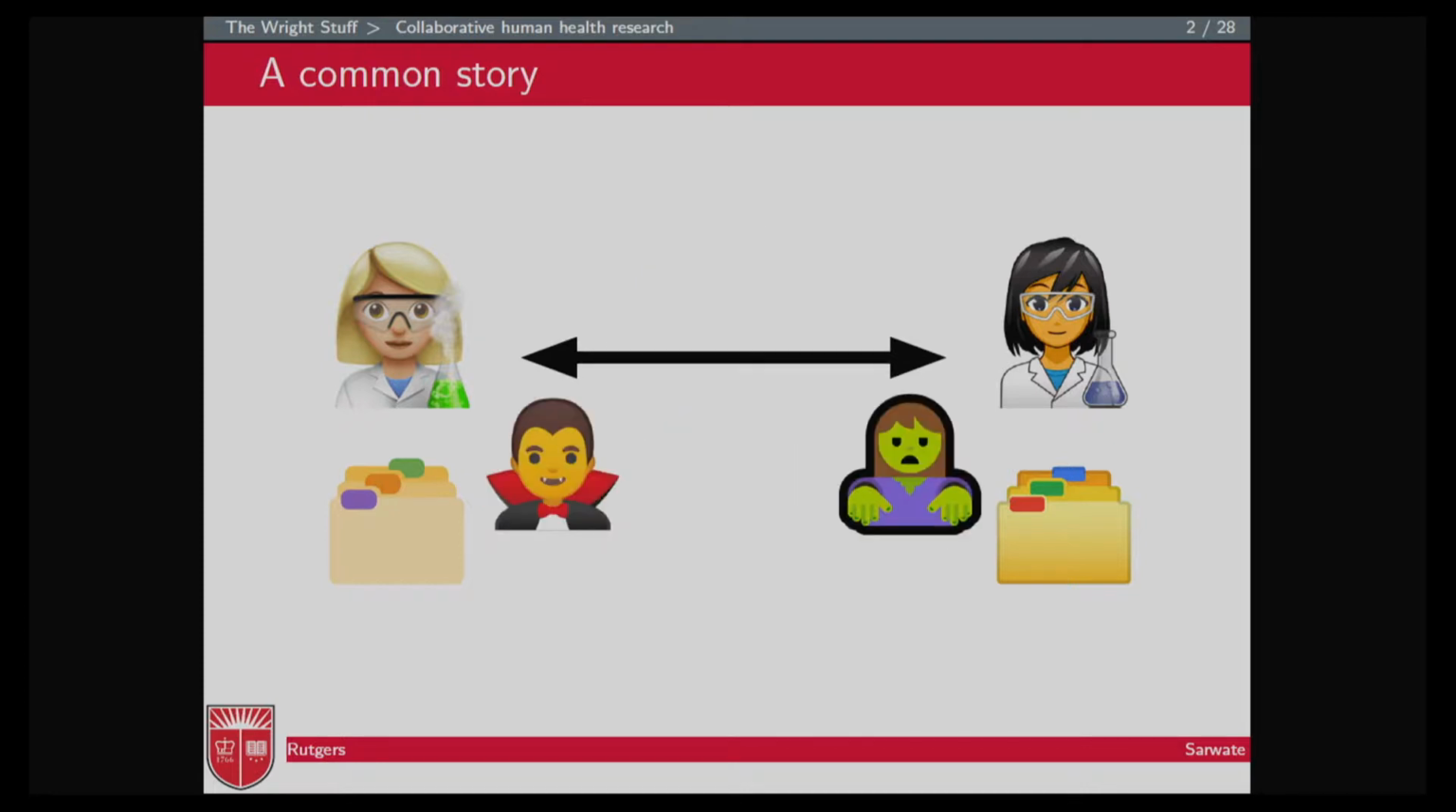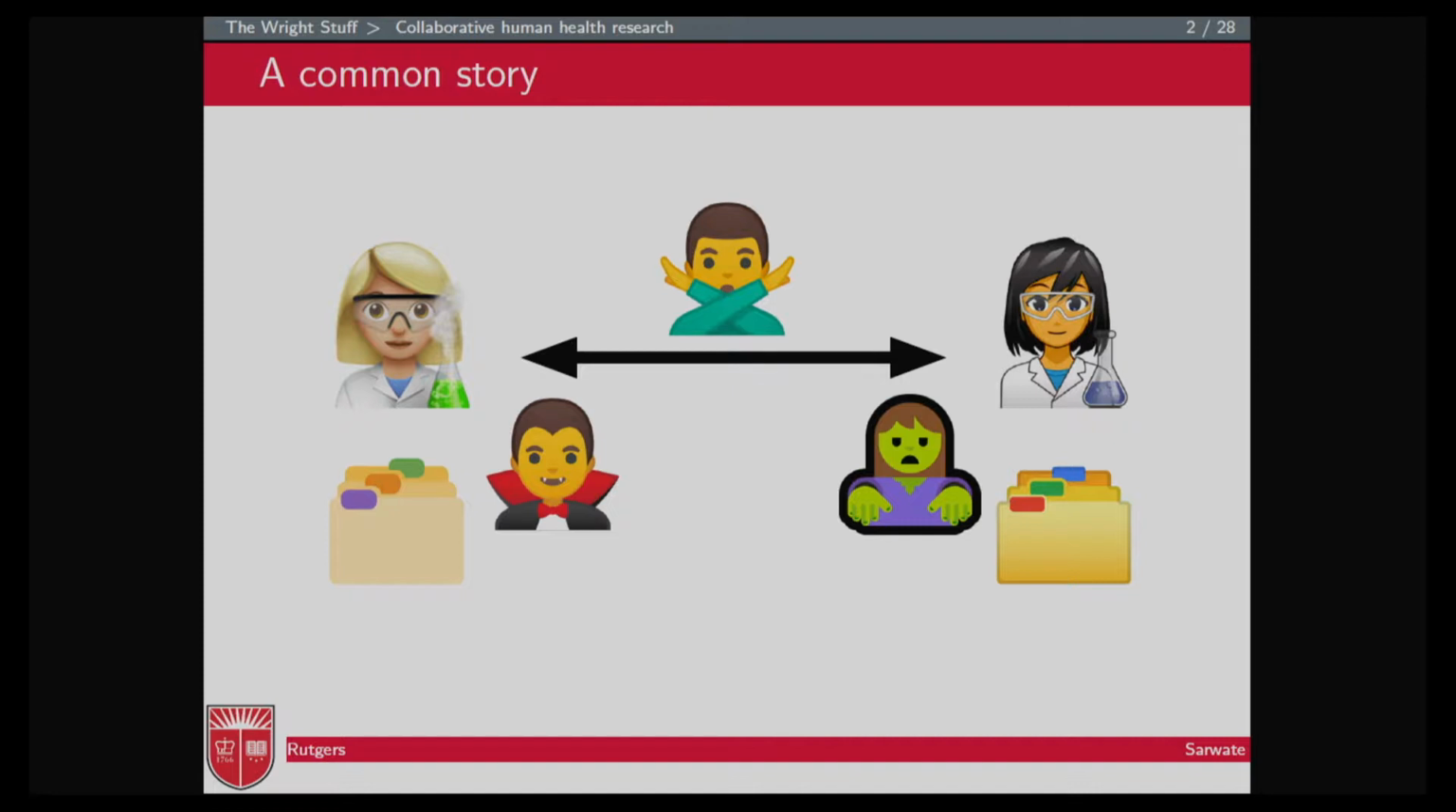Unfortunately, they live in a real world in which there are things preventing them, symbolized by this vampire and zombie, that are preventing them from establishing this research collaboration. So this cannot happen, in fact, or they cannot share their data in order to do this.